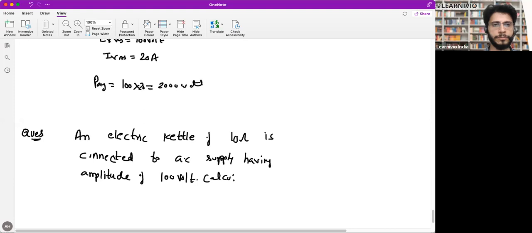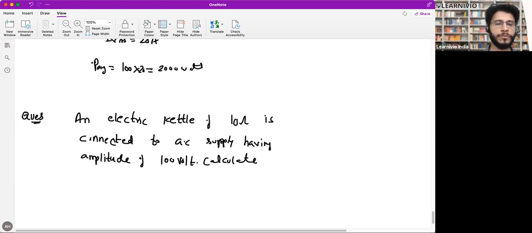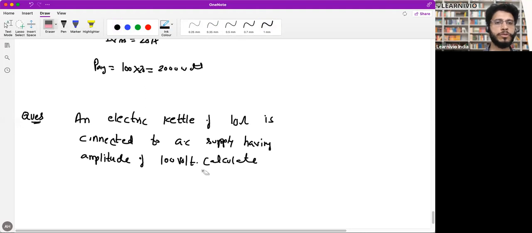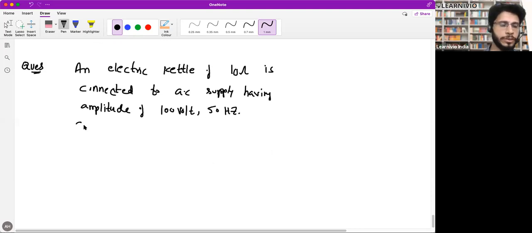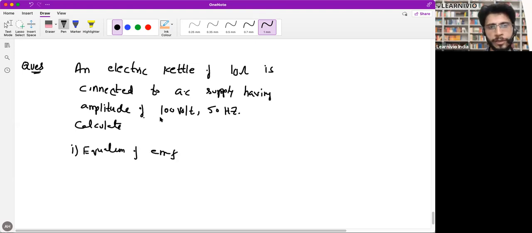Calculate, 100 volt and 50 hertz. First part, equation of EMF. Listen, I need equation of EMF, not current. Which value is this 100 volt? Just write in chat room. Is it average value, RMS value, peak value?